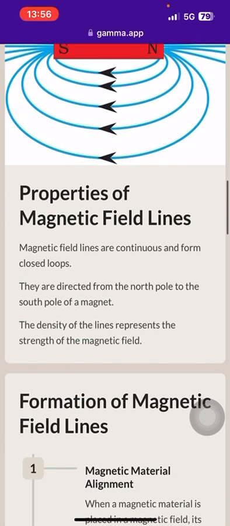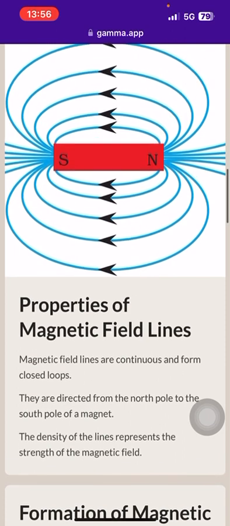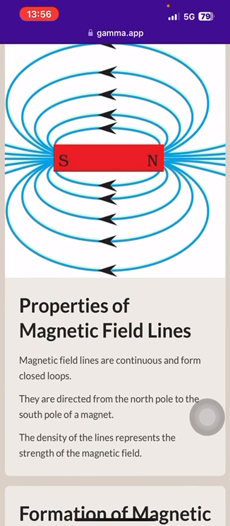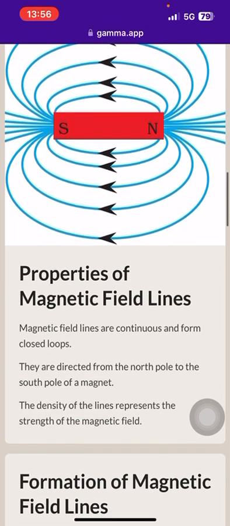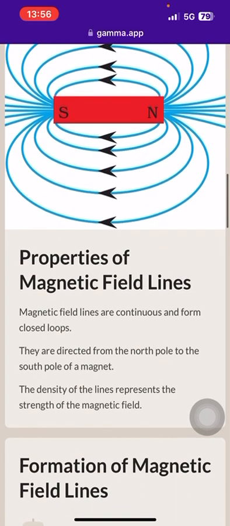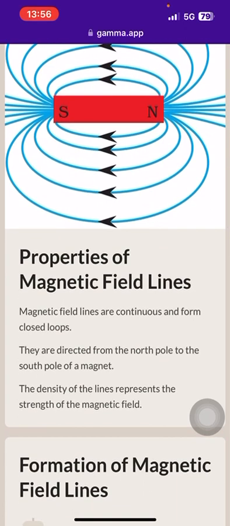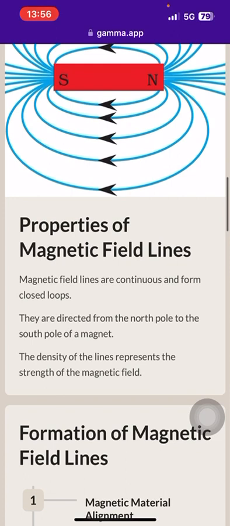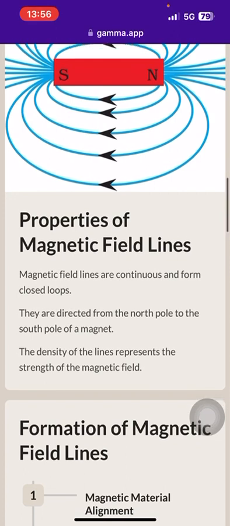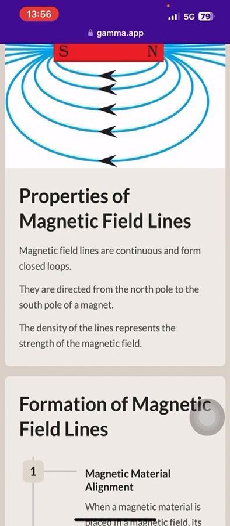So what are the properties of magnetic field lines? Magnetic field lines are continuous and form closed loops. Here you can see that magnetic field lines are continuous and form closed loops. They are directed from the north pole to the south pole of the magnet. The density of lines represents the strength of the magnetic field.